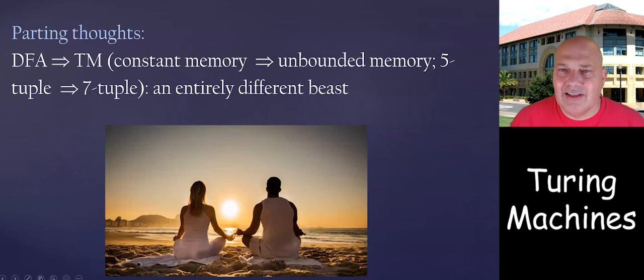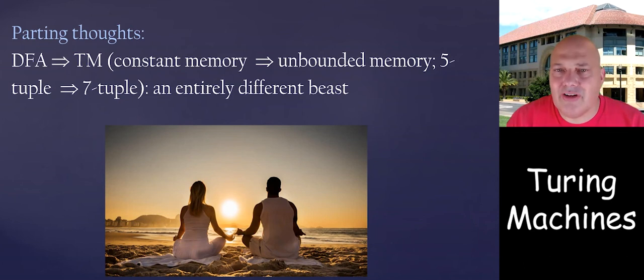So what did we see in this video? We saw how to transform, in a sense, the definition of a DFA to a Turing machine. We saw how constant memory turns into unbounded memory using the tape. We saw 5 tuples turn into 7 tuples. We have more to specify, and this seems like potentially small changes, but they are very major changes.